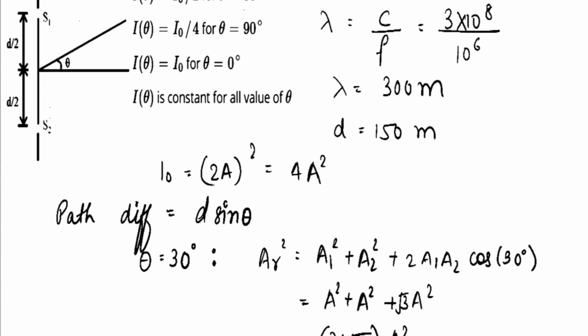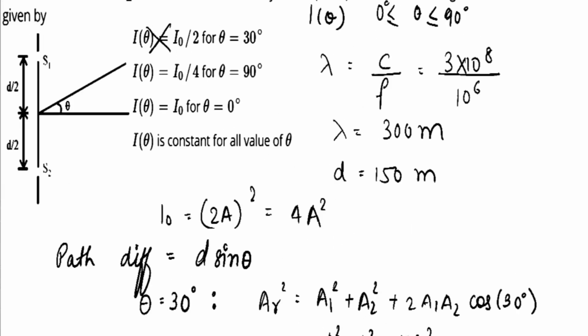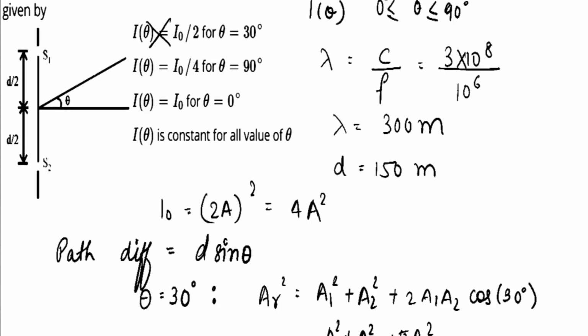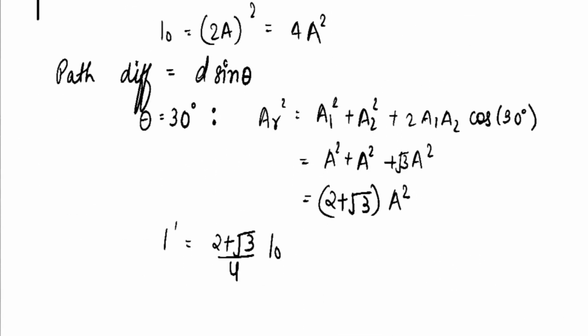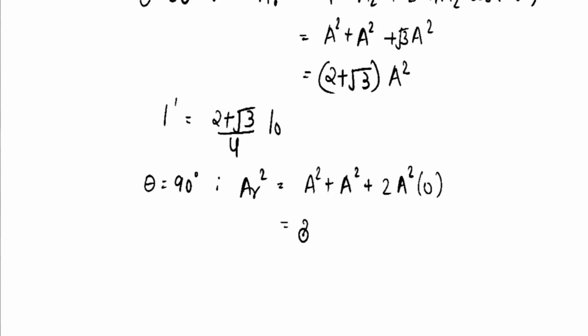So this would be equal to not I naught by 2. No, this is not equal to I naught by 2. So this is wrong. Next thing we are given is for theta equals 90 degrees. So when theta is equal to 90 degrees, we can say that AR square is equal to A square plus A square plus 2A square cos 90. Since cos 90 is equal to 0, we can write this to be equal to 2A square, right?